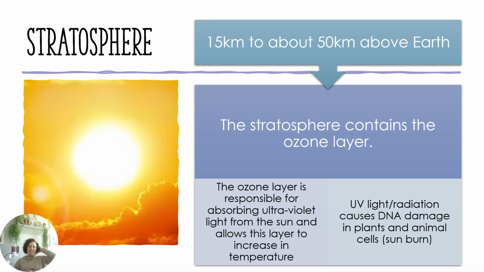Right above our troposphere, we have our stratosphere. Our stratosphere is about 15 kilometers to about 50 kilometers above Earth's surface. Now, the stratosphere is important because it contains our ozone layer. And our ozone layer is this kind of standalone layer within the stratosphere that is responsible for absorbing as much of the ultraviolet light that's coming to us from the sun.